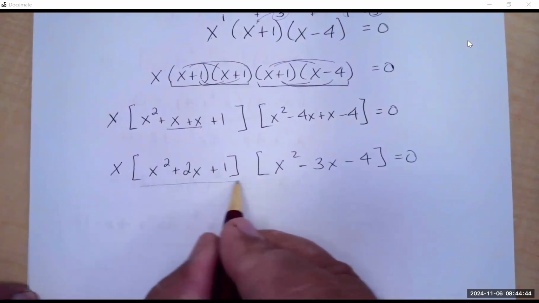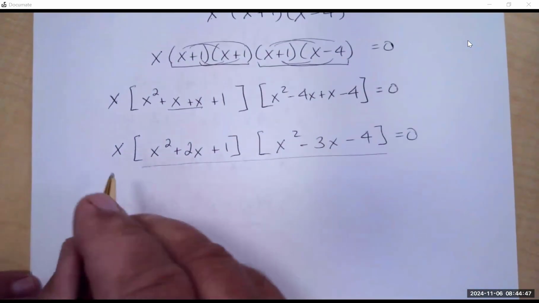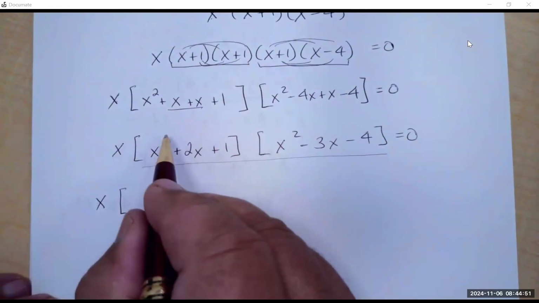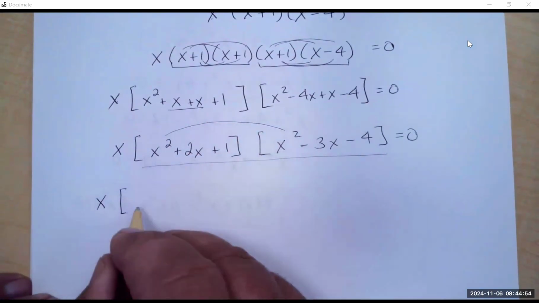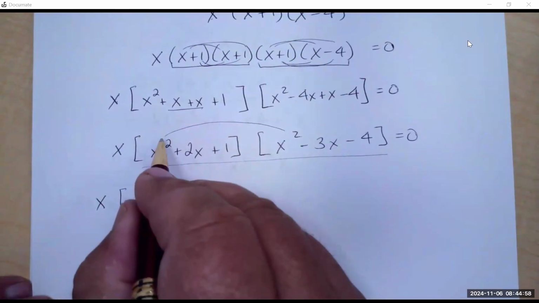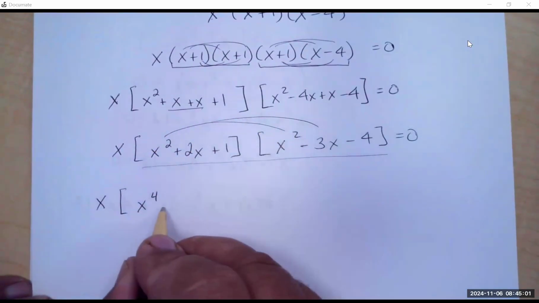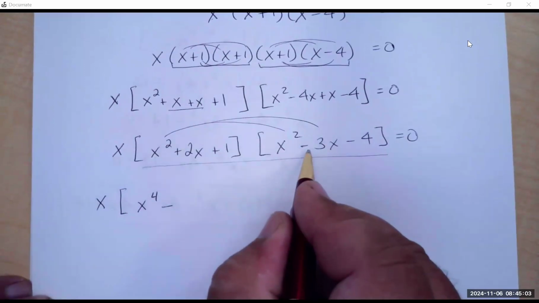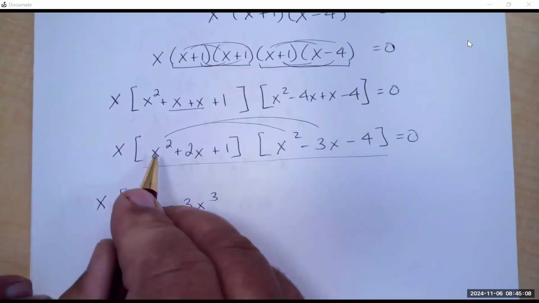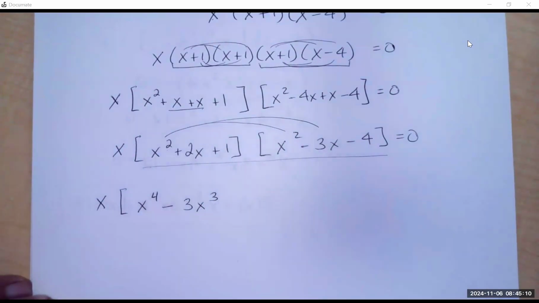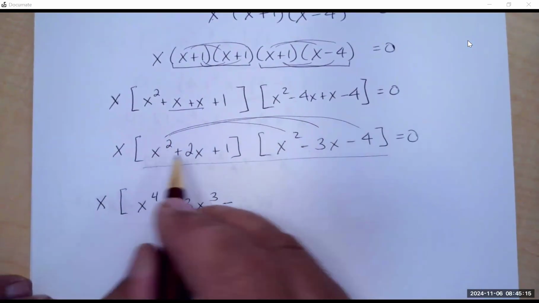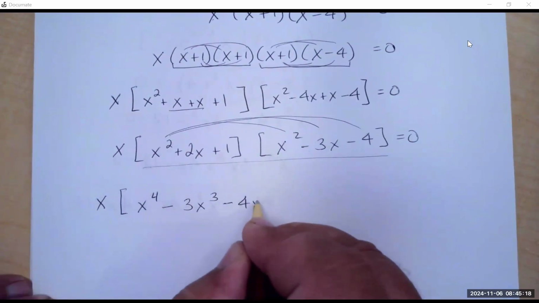Now let's multiply these two together. x squared times x squared is x to the 4th. Positive times negative is negative. x squared times negative 3x is negative 3x cubed. There's 2 there, there's 1 there. Positive times negative is negative. x squared times 4 is 4x squared.